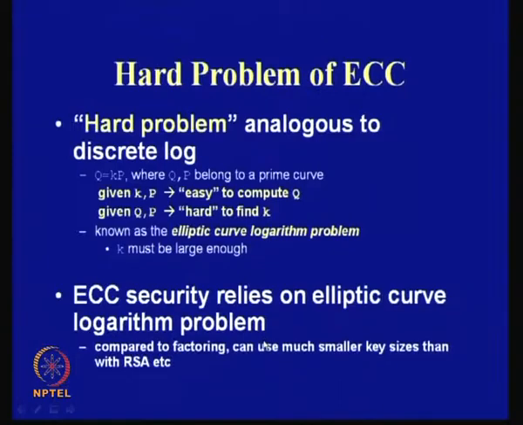Okay. So, the question is why RSA has such a bigger key size, and elliptic curve cryptography has a comparatively much smaller key size.